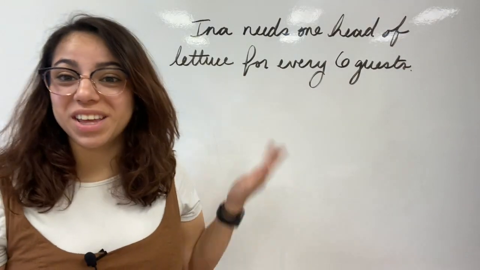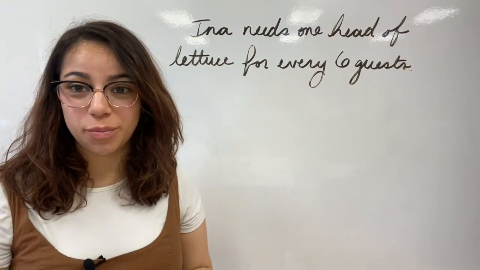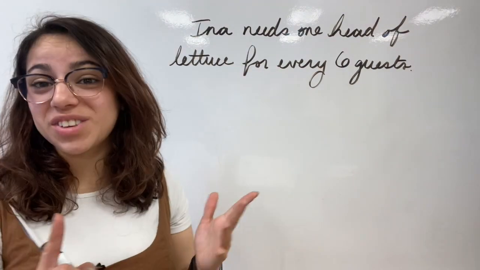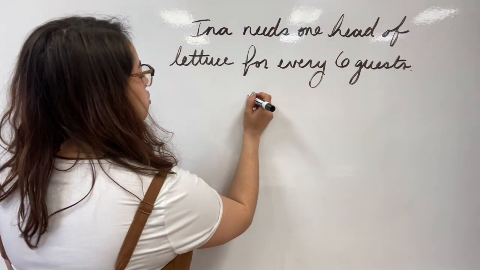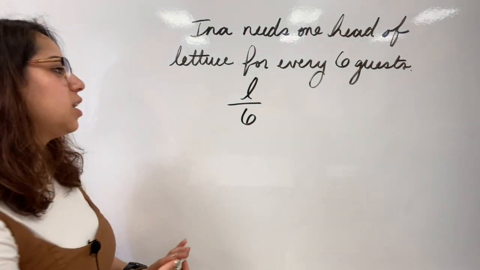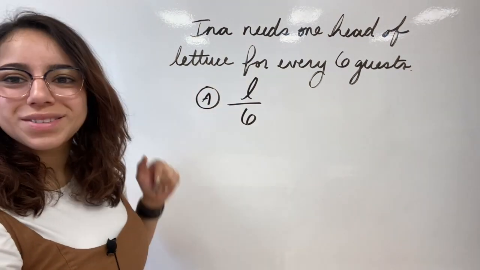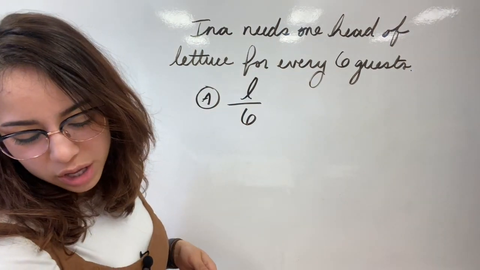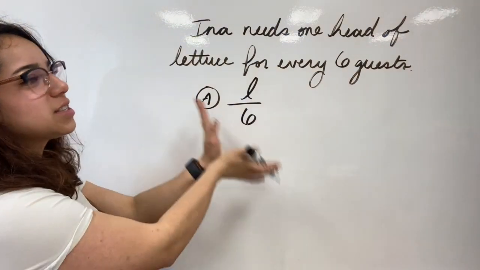Here we have another problem. It says, Ina needs 1 head of lettuce for every 6 guests of her party. So right here, what we're going to do is have the lettuce, which we're going to make L over 6. We're going to leave it like that. That's it. That's the first part.